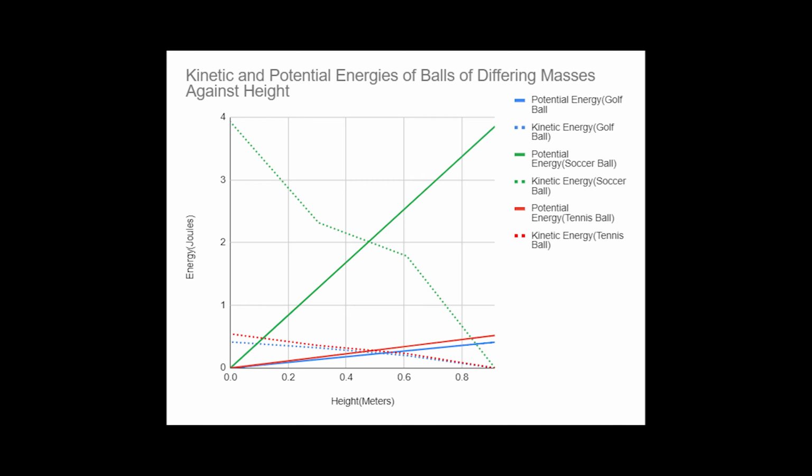As you can see from the graph, the potential energy and the height are directly related. So, as the height increases, the potential energy also increases. However, the kinetic energy and height have an indirect relationship, so as the height increases, the kinetic energy decreases.